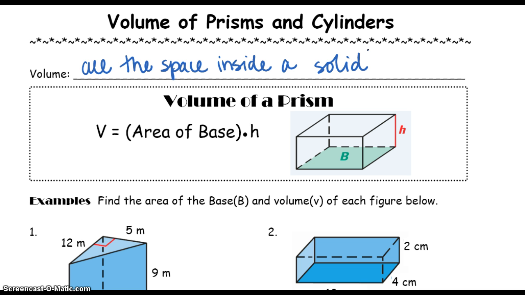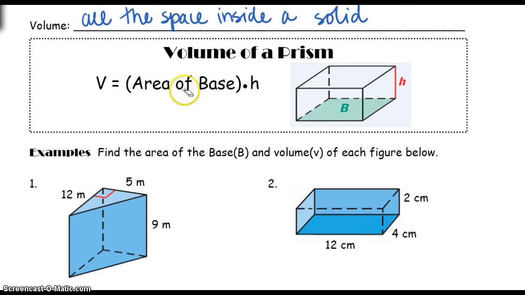So the first one we're going to talk about is a prism, which looks just like this. Okay, now a prism could have a rectangle on the bottom, a prism could have a triangle on the bottom, it could have a pentagon on the bottom, it could have all kinds of things on the bottom. So we're going to focus on a couple different kinds. We won't get as crazy as doing a pentagon, but we'll do some of the basics here today.